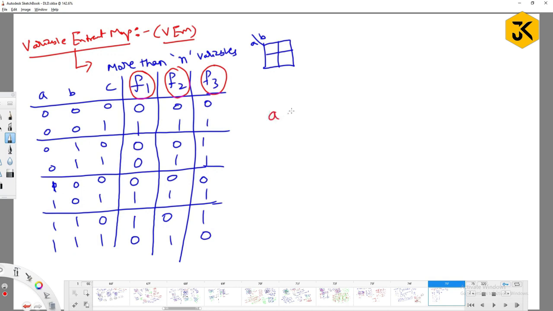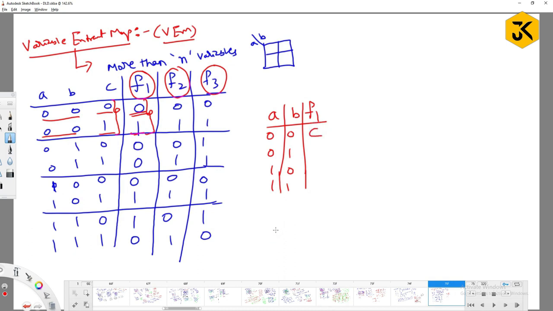Right? Try to observe. If I take AB as inputs, can I mention F1 in terms of C? What are the possible values for AB? 0 0, 0 1, 1 0, 1 1. If I have 0 0 as input, what is the output? 0, 1. Is 0, 1 equal to C or not? Whatever the value of C, we get the same output for F1. Now, can I write C here?